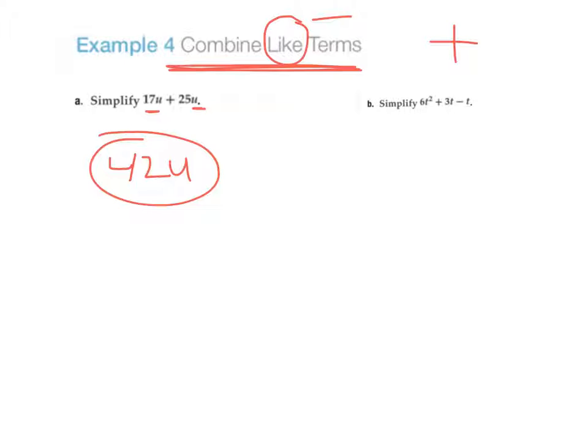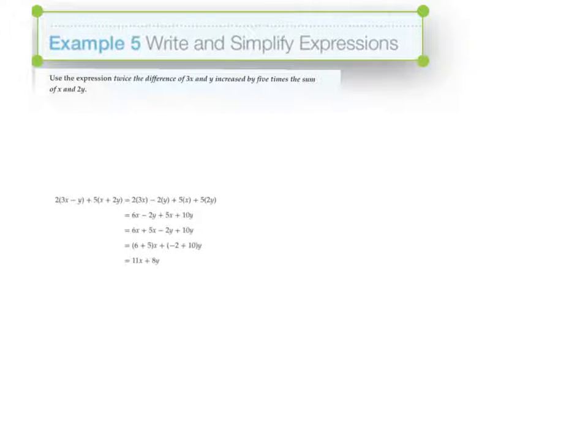Over here I have a t squared, and I also have a t and a t. The two blue ones will get added because they are like terms. So the 6t squared does not change, but I have a 3 plus a negative 1, so I get 2. The letter doesn't change.